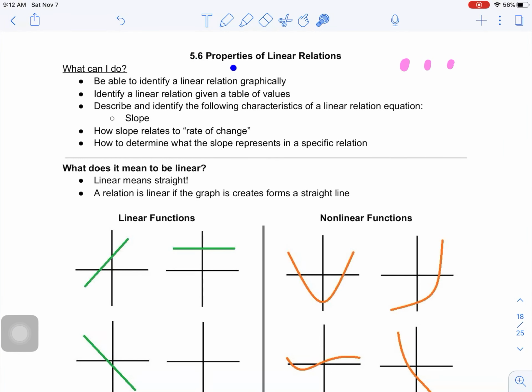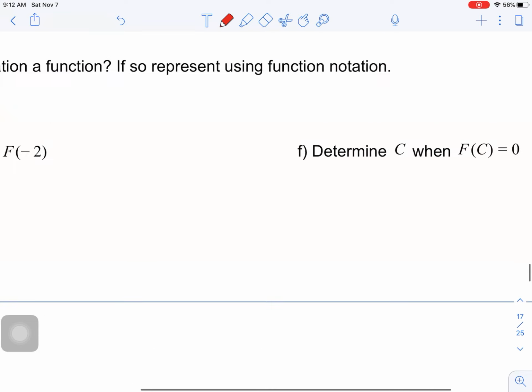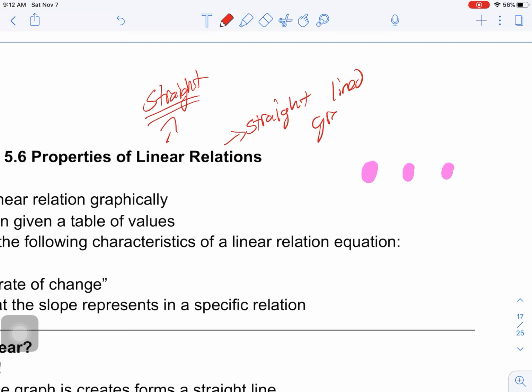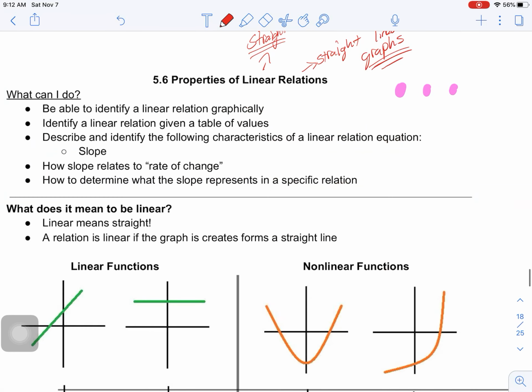So we're on to 5.6 here, and this is the properties of linear relations, okay? So before we even start, what does the word linear mean? Linear means straight, okay? So pretty much what we're talking about is relations that create straight-lined graphs. Okay, and remember, equations are represented by graphs.